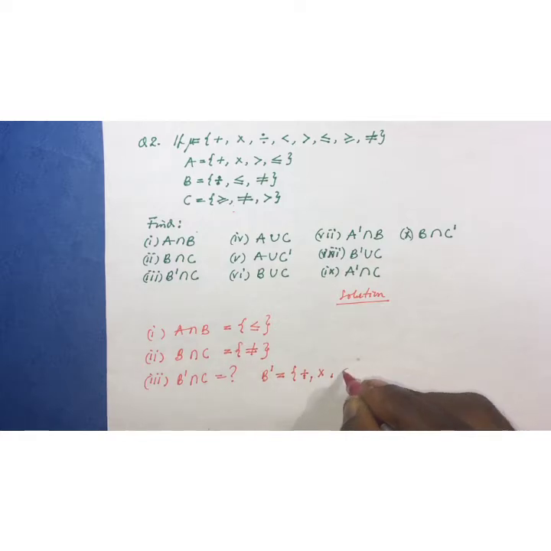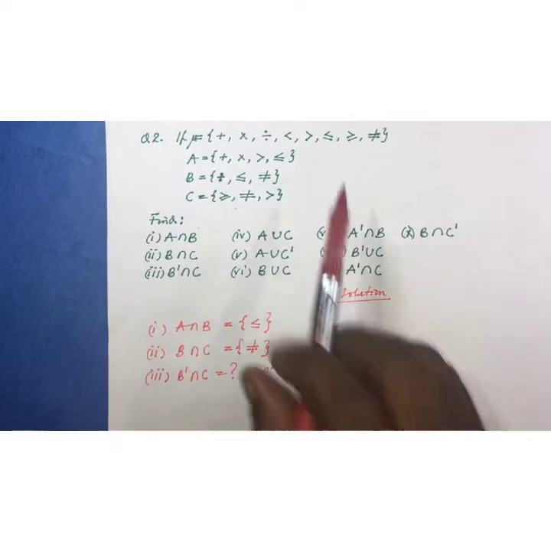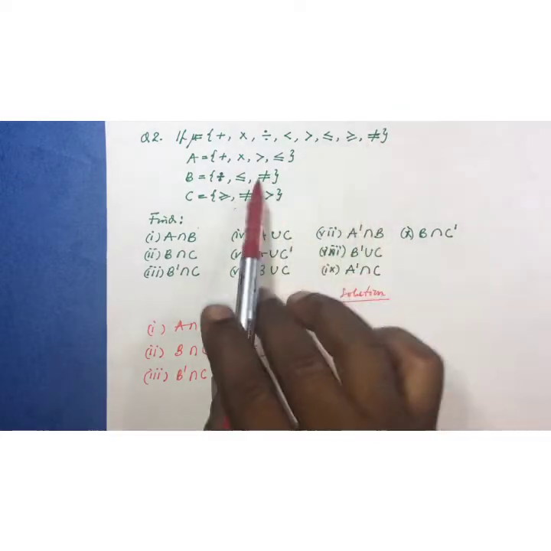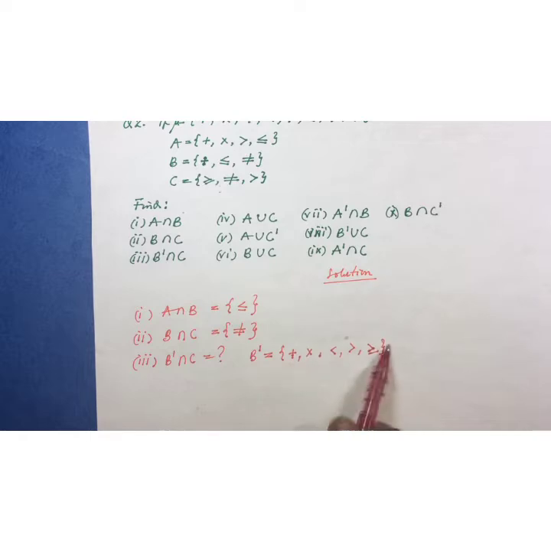Division is found in B, so I'm going to skip. You have the less than, which is not found in B. You have the greater than, which is not found in B. You have the less than or equal to, which is found in B. You have the not equal, the greater than or equal to is not found in B. Then you have, and I think that's all. So the not equal to is found in both sets. So this is B complement.